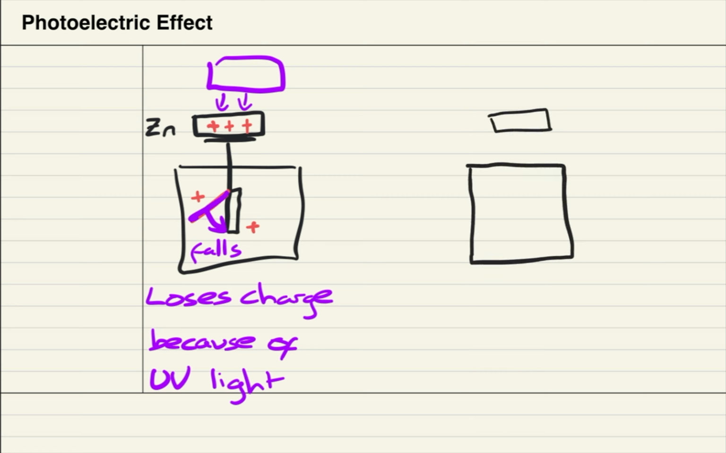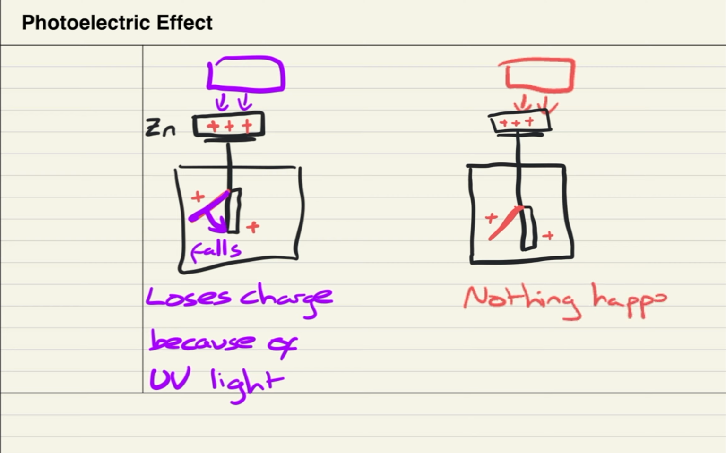Now that might not be too surprising, but here's the fascinating bit. Let's do the same thing. Zinc, gold leaf, charged up. This time I'm going to put a red light above and nothing happens. To get really interesting, let's increase the brightness. Still nothing. In fact, no amount of red light will get the current to flow. Not even a laser. But a tiny blue light will.